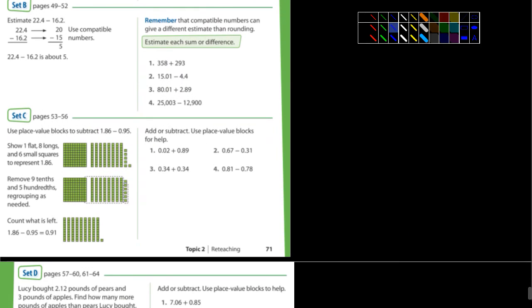Set C, it says use place value blocks to subtract those numbers. And they give you an example right here. And then it says for 1, 2, 3, and 4, add or subtract, use place value blocks for help. If you don't want to use place value blocks, you don't have to. Just give me the answers to 1, 2, 3, and 4. And if place value blocks help you, go for it. If they don't, then don't bother with it. All right, next page.